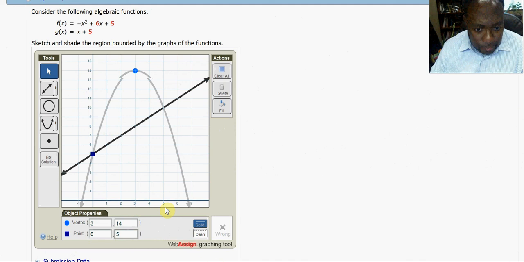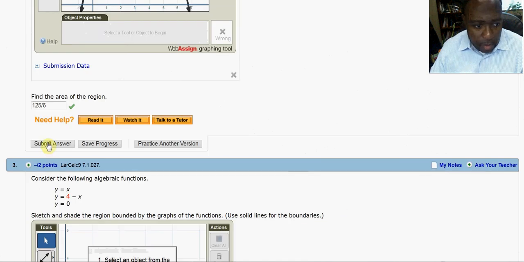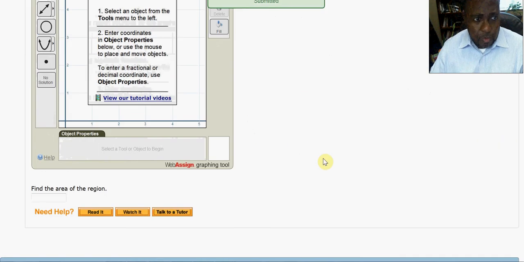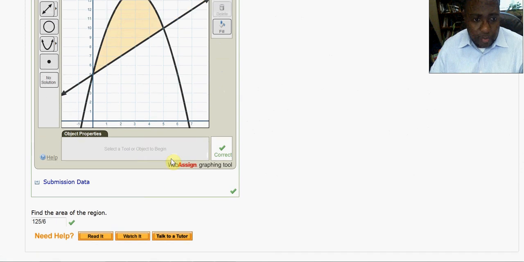Right. And then you want to shade in this region here. We're going to say fill, and it says where? It says right there. So now submit the answer. And it says we're right. Where's the problem? So you see that? Now it says it's right. We did the same thing, right?